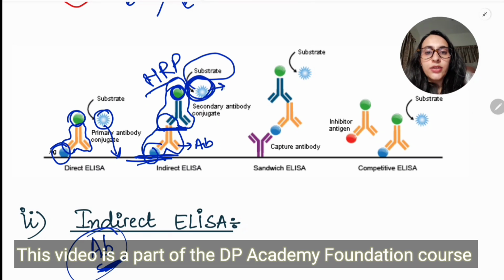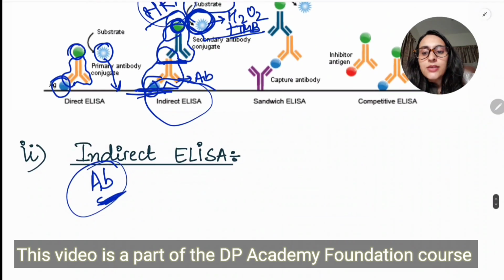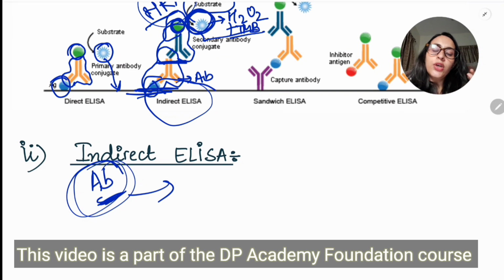This substrate contains what? It contains hydrogen peroxide and also tetramethylbenzidine, which is the chromogen. When it reacts to this secondary antibody, which contains the HRP, it is going to show the color. If color comes, it means antibody is present. Here it is for antibody detection because we are taking antibody from the patient sample. Intensity of the color is directly proportional to the antibody concentration.